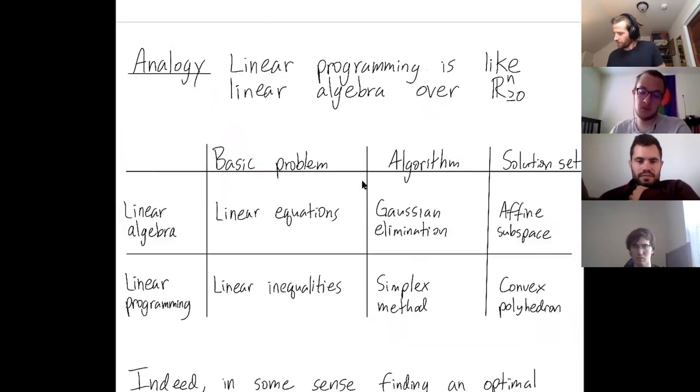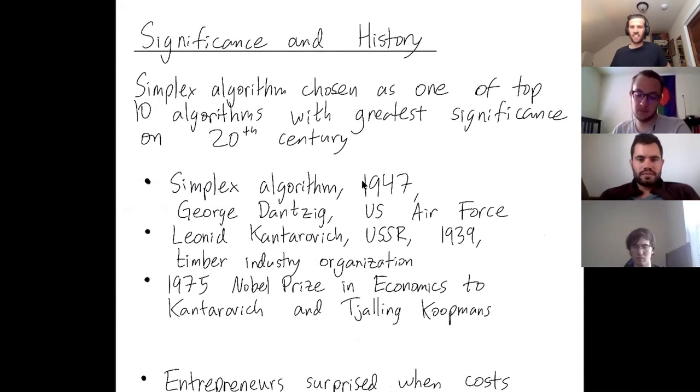All right. Let me end this video just by briefly surveying the significance and history of linear programming. There was a computer science journal that published an article where they tried to pick the 10 most important algorithms of the entire 20th century, from 1900 to 2000. And that's when computer science was invented. The simplex algorithm was chosen as one of them. You could debate that fact, but it's debatably one of the top 10 most important algorithms ever.